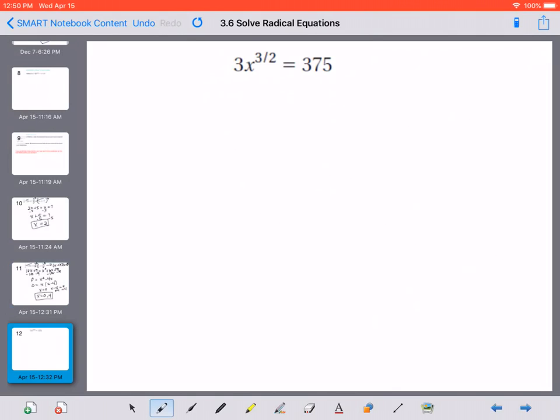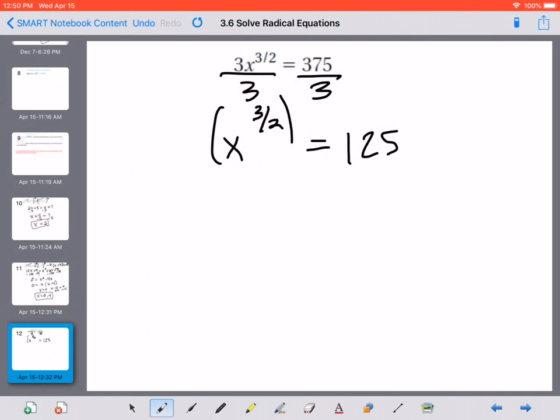This one is using rational exponents. We want to first get the x to the 3/2 by itself. So we're going to divide both sides by 3. That would give you x to the 3/2 equals 375 divided by 3, which would be 125, I believe. Now we're going to raise this to a power that will eliminate the exponent. So we're going to raise it to the power that is the reciprocal of 3/2. The reciprocal of 3/2 is 2/3.